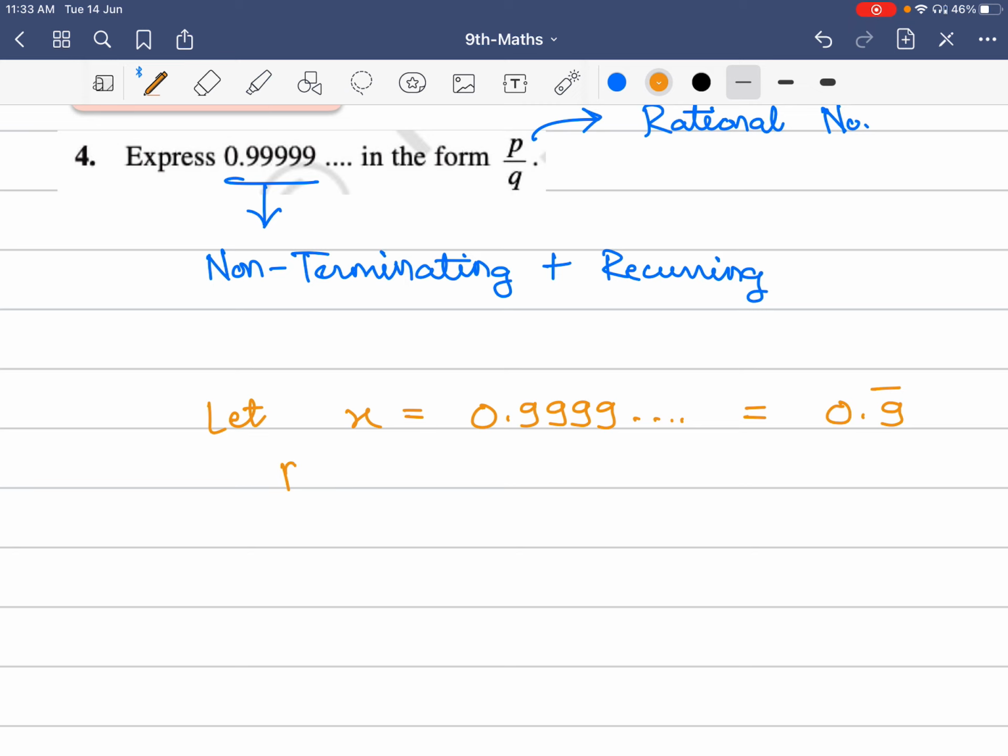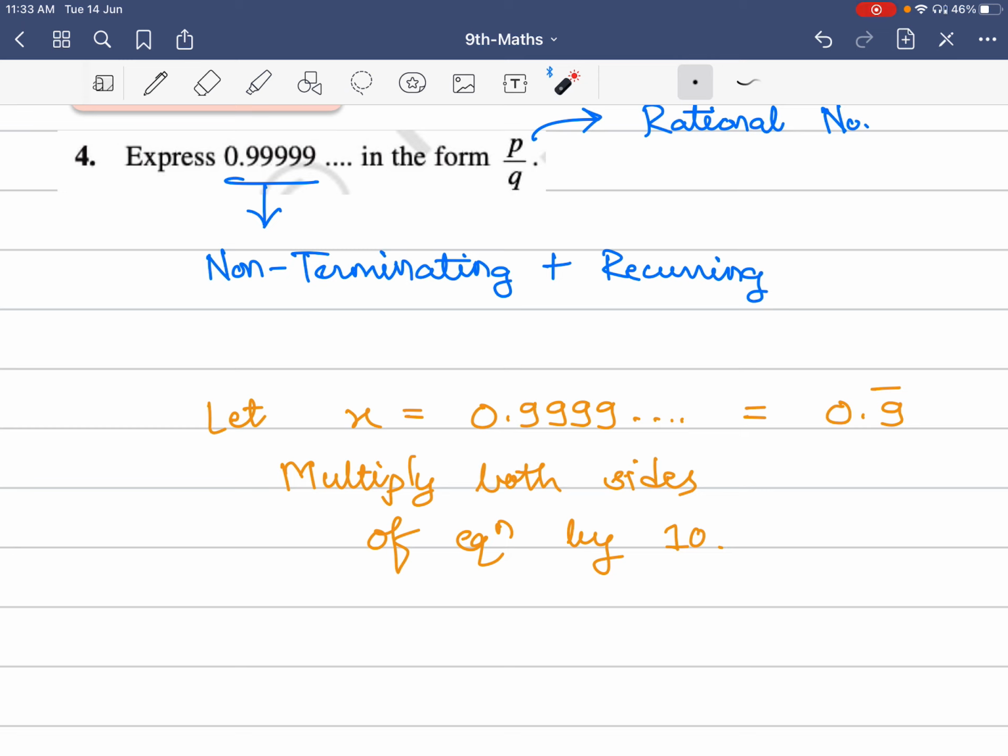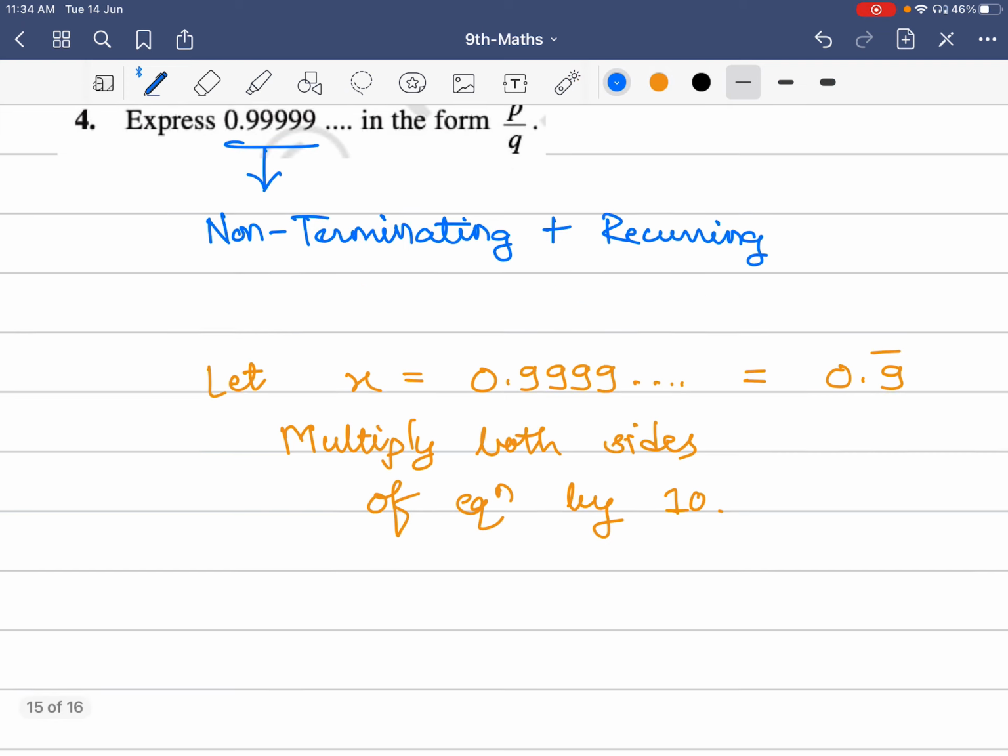So I'm going to write it down. Multiply both the sides of the equation by 10. Why are we multiplying by 10? Because the number of digits under the bar is 1. If there are 2 digits under the bar, then we multiply by 100. If there are 3 digits under the bar, then we multiply by 1000, and so on and so forth. So let's see what happens after the multiplication.